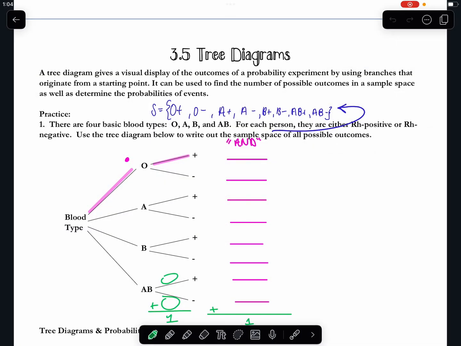Okay, so let's do a quick overview of tree diagrams. A tree diagram is just a more visual way of representing a lot of data, specifically when you're having two different branches. For example, if we're finding somebody's blood type, we can go by their 4 basic blood types and then whether they're positive or negative. So we can make our sample space and say they could be blood type O positive, O negative, A positive, A negative, and so on.